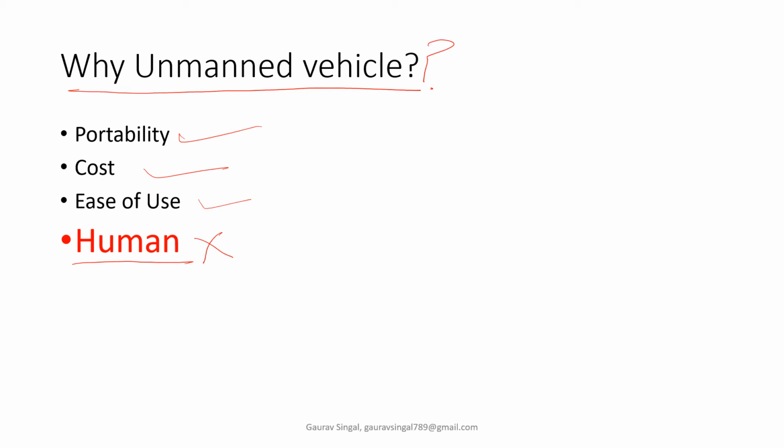So simply, if we want to monitor a particular area and get the live feed, what is the requirement of a human? Why can't we just send a programmed UAV, a programmed plane that can go to a particular area and continuously transmit the live data? So if a plane crashes in any case, we can reduce the loss of human life. That is the main reason for unmanned vehicles.